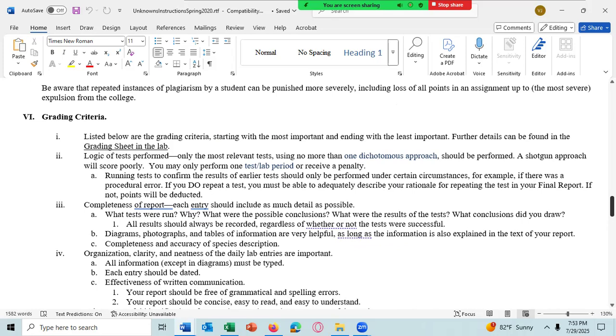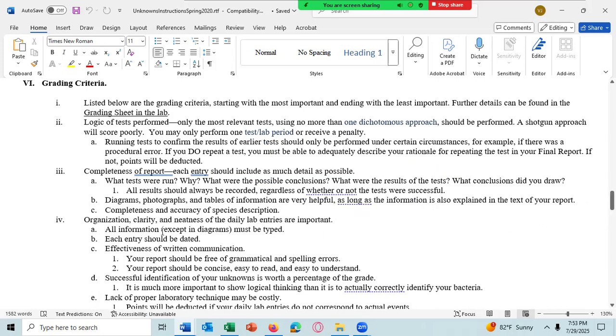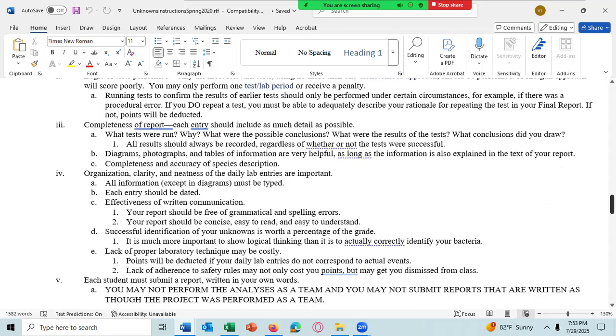But the paper should be organized, clear, and neat. All information must be typed. It has to be because it's going to be online, except for a diagram. If you make a hand-drawn diagram, you may submit that. Each entry should be dated, and you should be able to get that just from your unknown notes page. It should be free of grammatical and spelling errors.